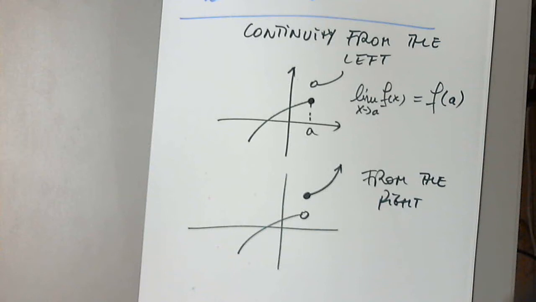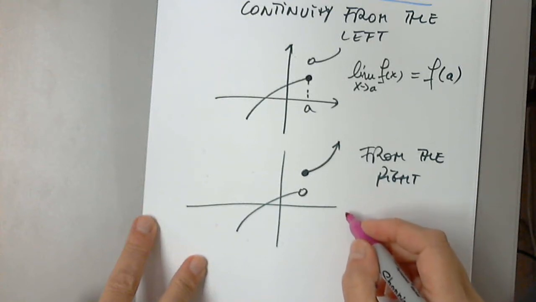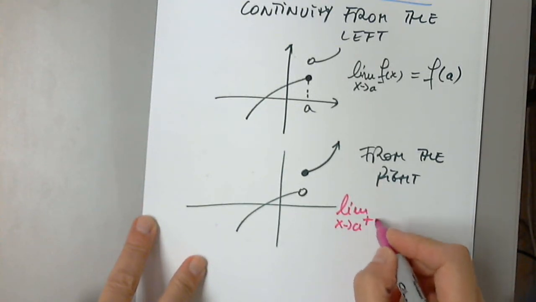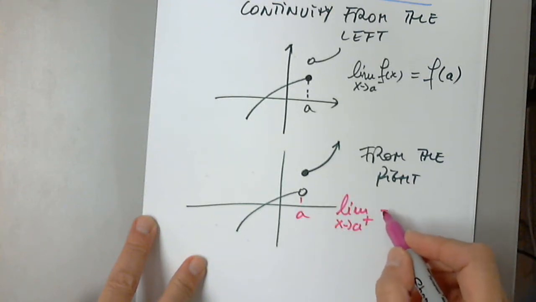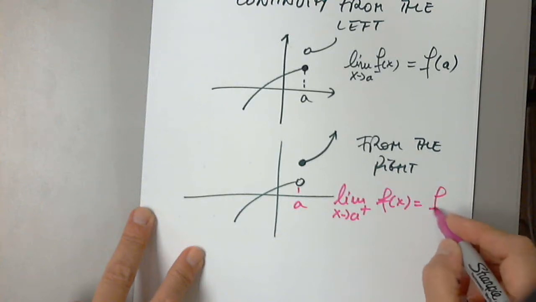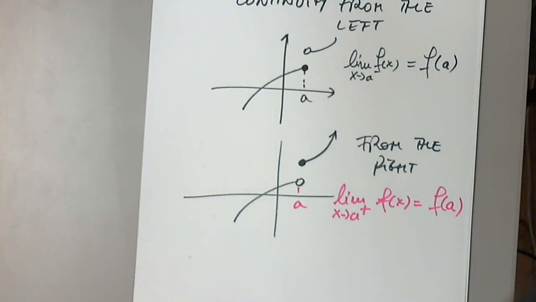Can anyone dictate the relationship or the equation or whatever you want to call it? The limit as x approaches a from the right of f of x equals? That's it. That's continuity from the right.